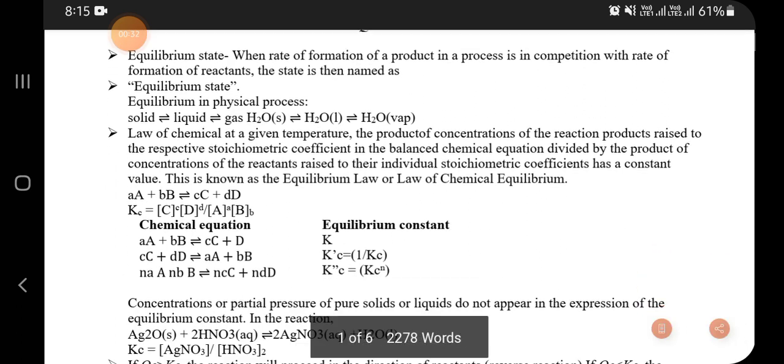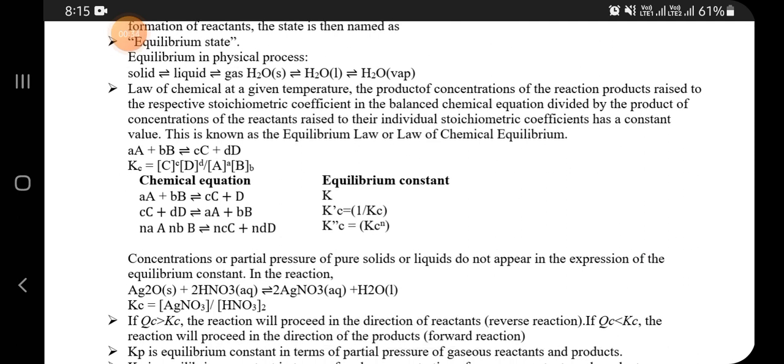Law of chemical equilibrium: at a given temperature, the product of concentration of the reaction products raised to the respective stoichiometric coefficient in the balanced chemical equation, divided by the product of concentration of the reactants raised to their individual stoichiometric coefficients, has a constant value. This is known as the equilibrium law or law of chemical equilibrium.